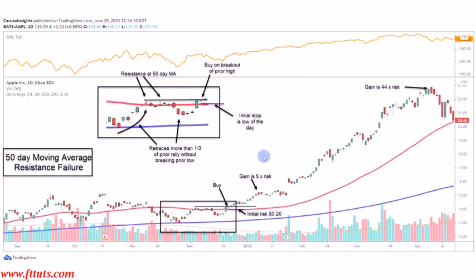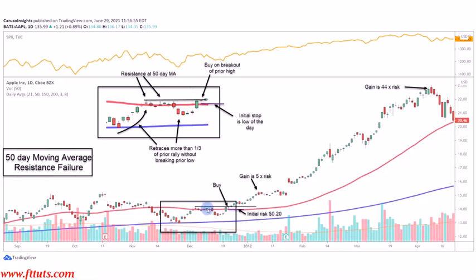Another good example is Apple again. I like to sometimes stick to the same stocks to show you that these same patterns do recur over and over again. We'll see here that Apple was really in a longer-term consolidation, and prior to this big up leg in 2012, we had a rally into the 50-day moving average, which lasted for a few days.